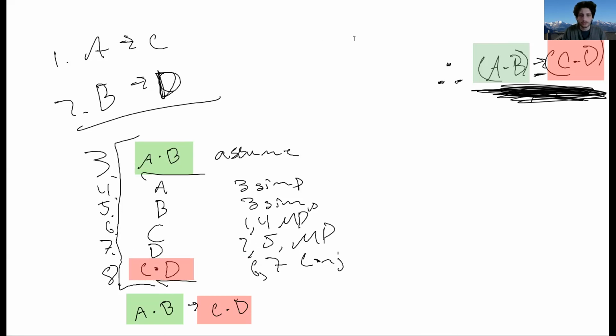We haven't just proven simply that C and D is true, without any qualification. What we've done is we've said, okay, if you just give me this assumption that A and B are true, then you certainly have to accept C and D.